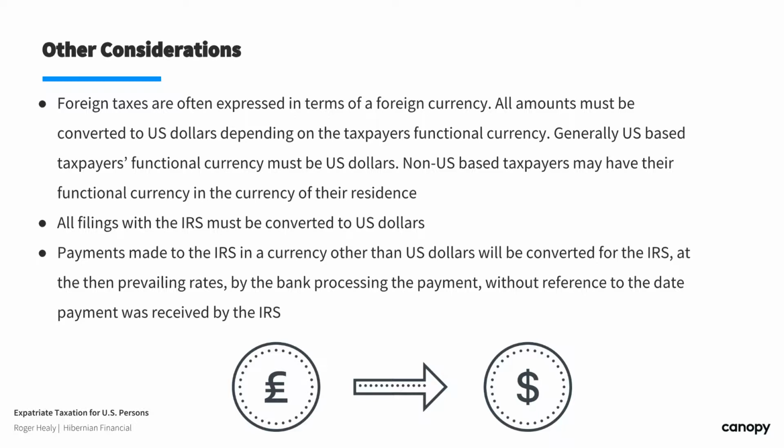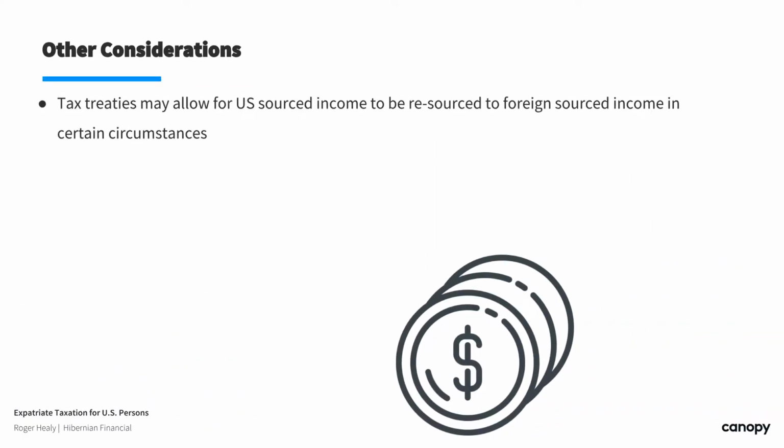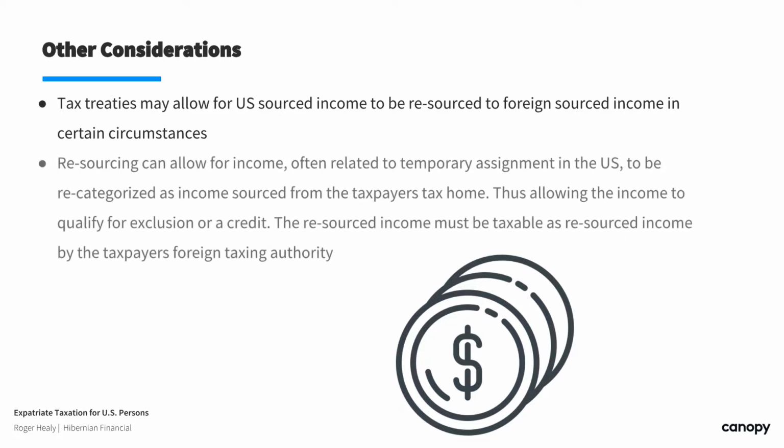Tax treaties may allow for US sourced income to be resourced to foreign sourced income in certain circumstances. So, for example, a taxpayer who is living and working in the United Kingdom but is assigned, say, for 3 months on a project in the United States and then returns to the United Kingdom may, under the US-UK tax treaty, be able to recharacterize the source of that 3 months' worth of income to be UK-sourced income. So resourcing, which can allow for this income to be recategorized and thus allowing it to qualify for an exclusion or a credit. However, the resourced income must be taxable as resource income by the foreign taxing authority.